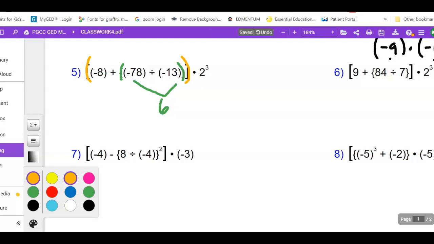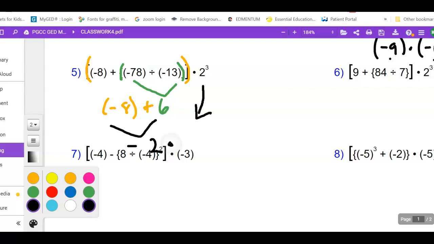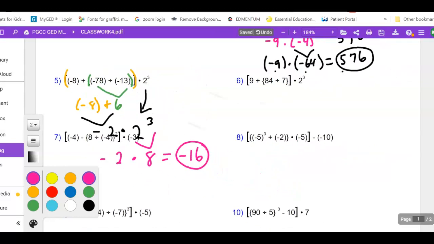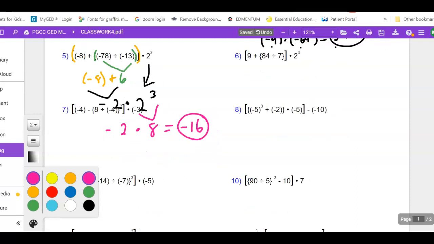I'm going to bring down what's left, which is the inside the orange part. I have plus negative 8, right? So negative 8 plus 6, that gives me a negative 2. You've completed all that. Bring down the rest, times 2 cubed. We go here, don't we? 2 times 2 times 2, right? We remember that's going to give us 8. Bring everything else back down. Now I have negative 2 times 8. That will give us a final answer of negative 16. Let's do number 8.